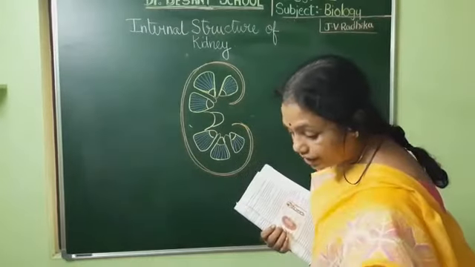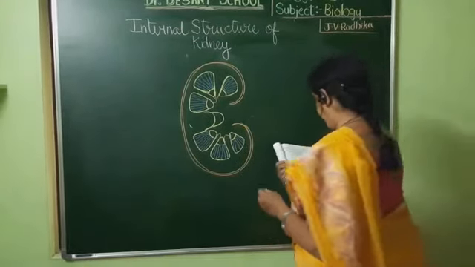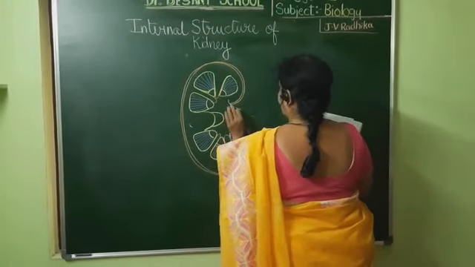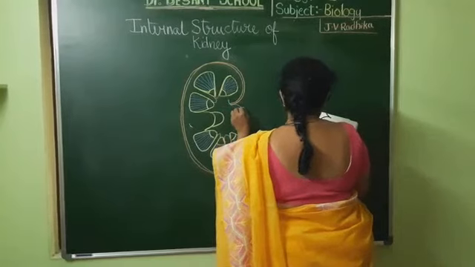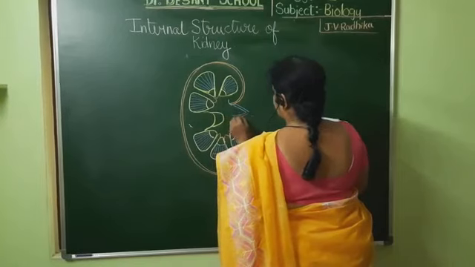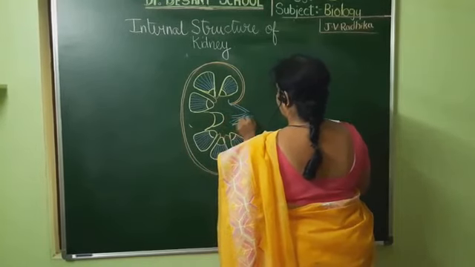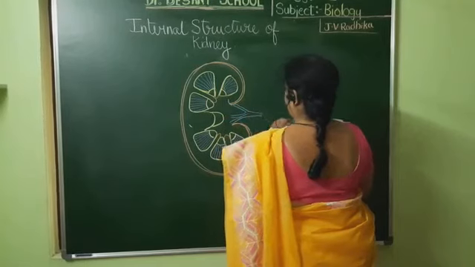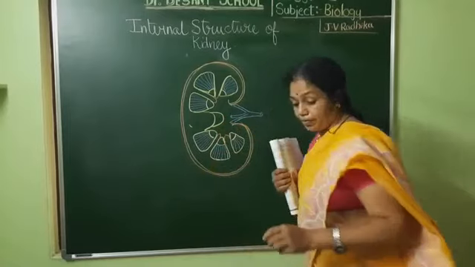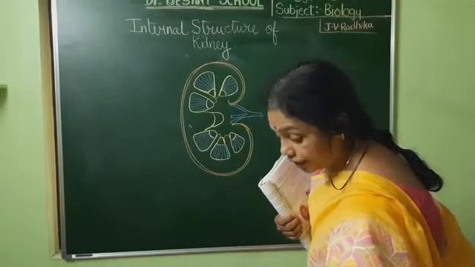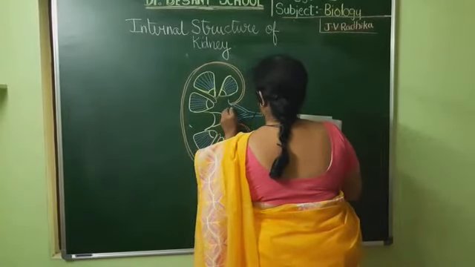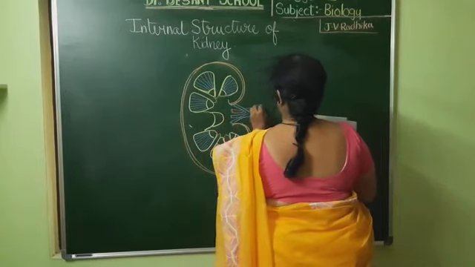Now we can see the renal vein coming out. We can see the branches. All the venules will join together to form the renal vein. This is the renal vein, a branch of the renal vein. Then I draw the renal arteriole also, just like the renal vein.